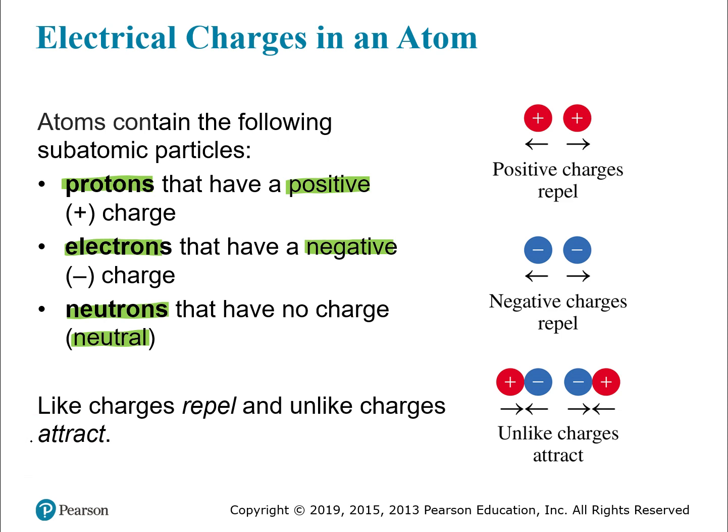Like charges will repel each other, and unlike charges will attract. So just remember, opposites attract. That means a positive, or proton, and a negative will be attracted to one another. But if you have two protons or two electrons, they will repel each other and try to get as far away from each other as possible.